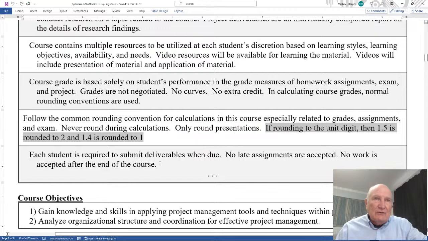Each student is required to submit deliverables when due. No late assignments are accepted. No work is accepted after the end of the course. And those two policies are very strict, and no exceptions, so be very careful.